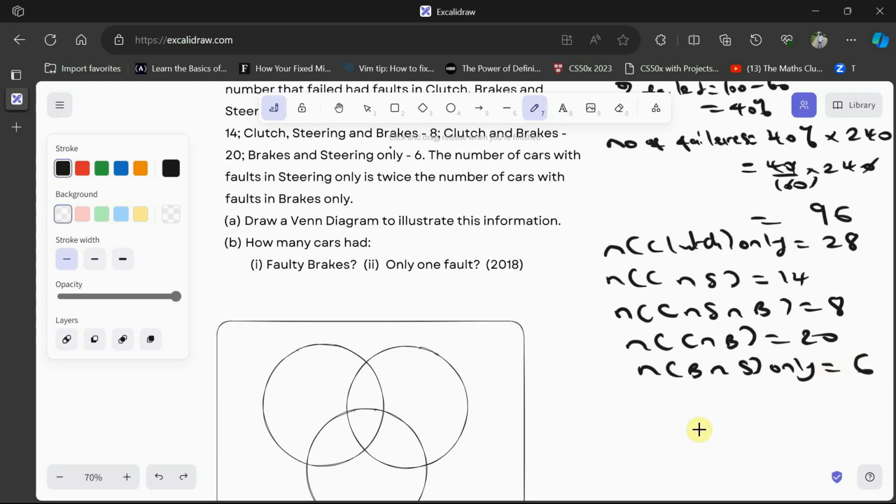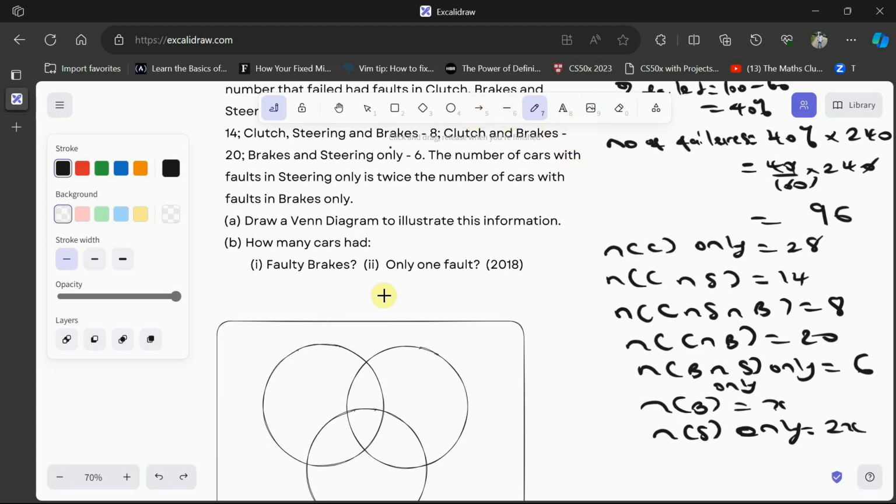And the number of cars with faults in steering only is twice the number of cars with faults in brake. So if I say number of those in brake is X, then the number of those with steering faults is going to be 2 times that, because the number of cars with faults in steering is twice. There is an only here too, so I meant to put the only here. So this will be 2 times X, which is 2x. Also, let me change this to N of C for uniformity's sake. So this is what we have.